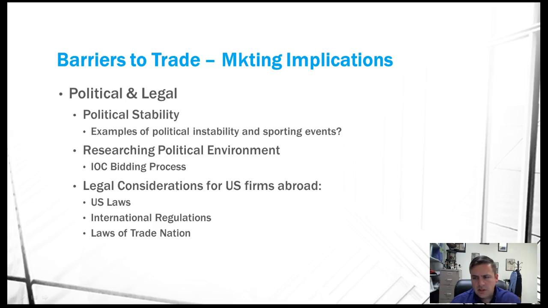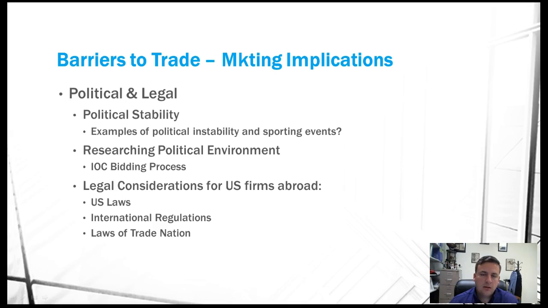Legal considerations, for example, looking at U.S. firms abroad. What are the U.S. laws? Are there trade embargoes? Are there trade tariffs? Are there other types of legal restrictions between countries about the products that are being shipped, imported, and exported, or just restrictions altogether for that country? Are there other international regulations?